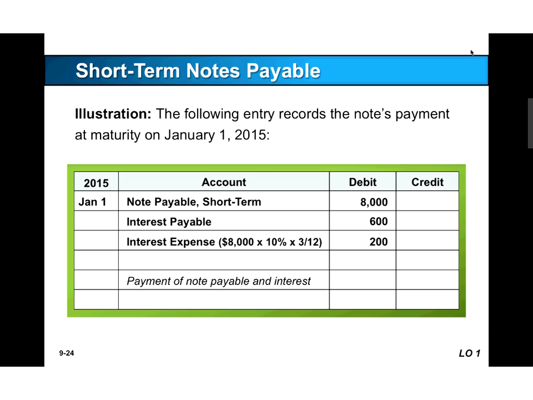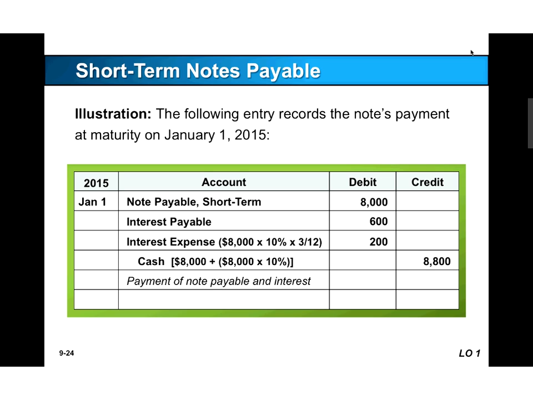And then my final entry, so I've wiped out all the liabilities associated with this note, and I've recognized interest expense. My final entry is for the cash that I'm going to have to use to pay off this note. The cash that I'm going to pay off the note with is the principal plus the full year's interest. So it's going to be $8,000 plus 10% interest, or $8,800.